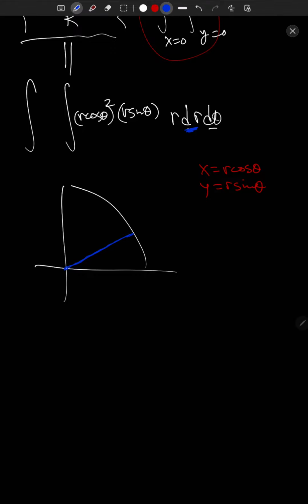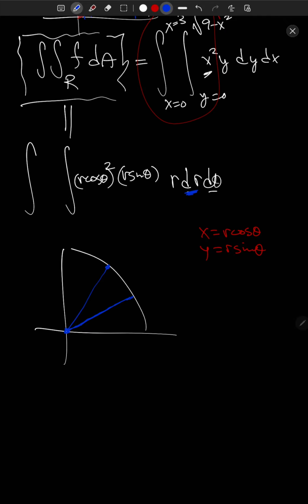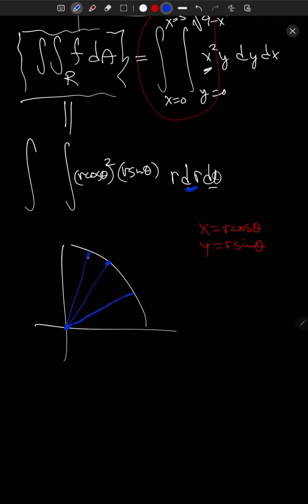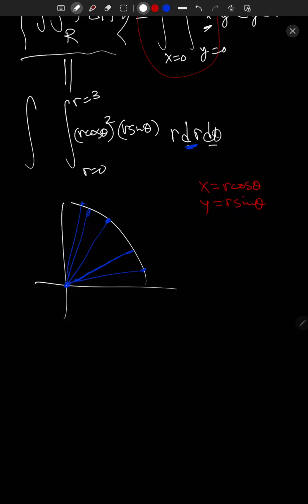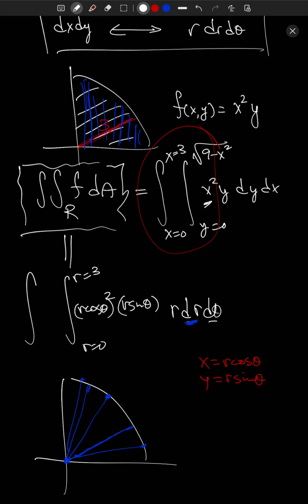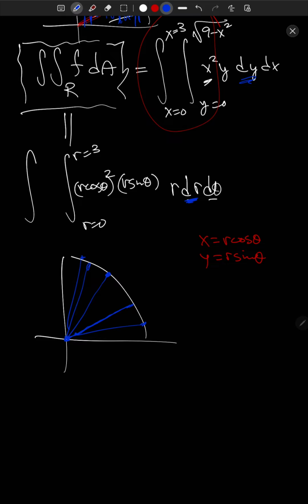Okay, so that's a typical ray, and we can see that all of these rays in fact go from 0 to, our guy was radius 3, so 0 to 3, 0 to 3, 0 to 3, all of them 0 to 3. So that means our limit of integration here is r equals 0 to r equals 3. Just as above, when we do this in rectangular coordinates, if we did dy first, we want to fill up our region with vertical lines. Now we want to fill up our region with these rays.